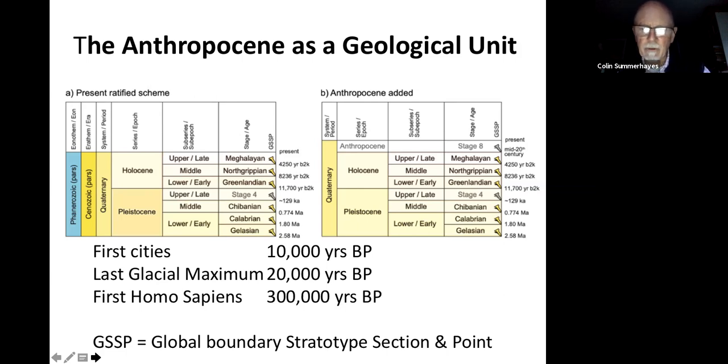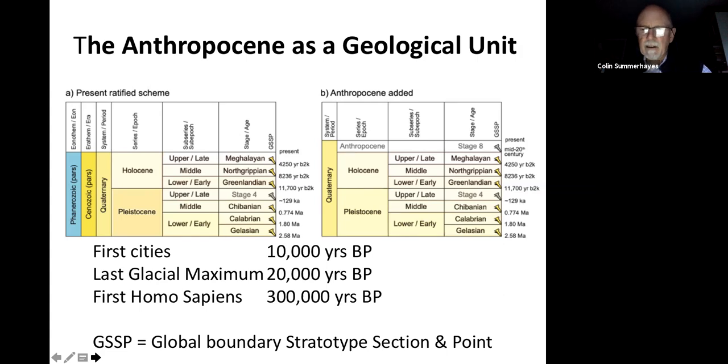But just to give you some context, the first cities arose 10,000 years ago. That was in the Greenlandian, just after the beginning of the Holocene time. The last glacial maximum was 20,000 years ago, and that's back in stage 4, the upper or late Pleistocene. And then the first Homo sapiens were running around on the planet 300,000 years before present, and that would have been in the middle Pleistocene.